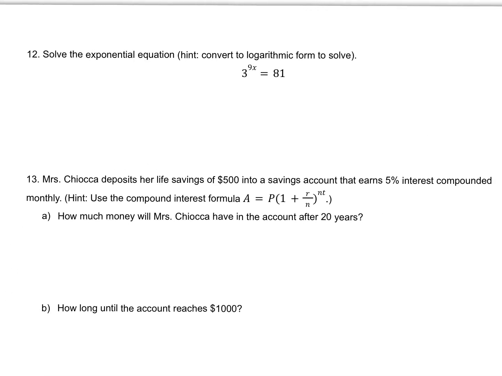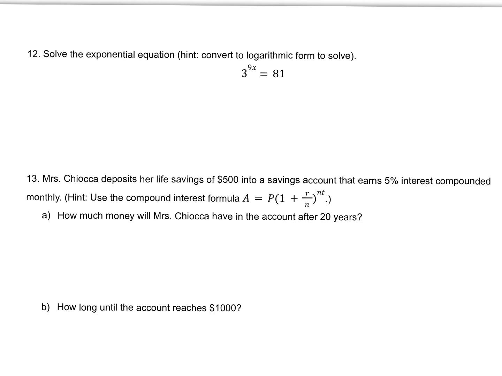So next what I'm going to do is solve our exponential equation. I am going to convert it to logarithmic form. I'm actually going to show you two methods because I could solve this equation in one of two ways. I'm going to show you by converting to log form first. When I convert it to log form, my base, which is 3, becomes the base of the logarithm of the number 81 equals my exponent 9x.